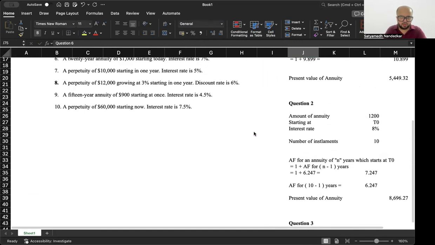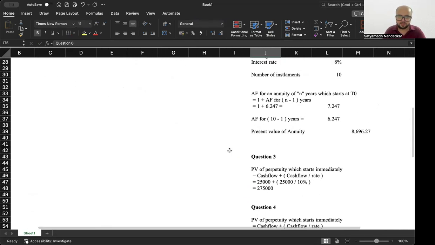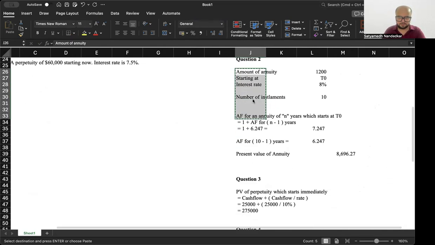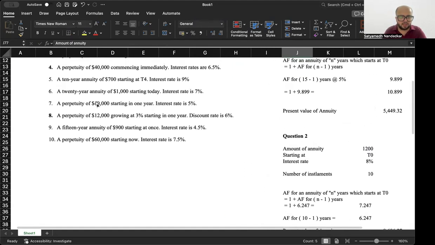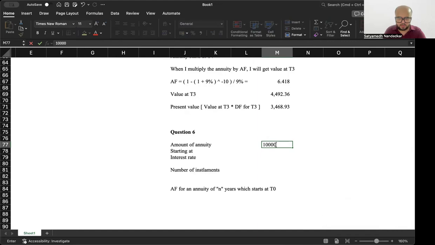Okay. Now look at the next one. A 20-year annuity of 1,000 starting today. Annuity which starts today, interest rate is 7%. What is the amount of annuity? Amount of annuity is 1,000, 20 years. 1,000 starts at T0, 20 years, interest rate 7%.